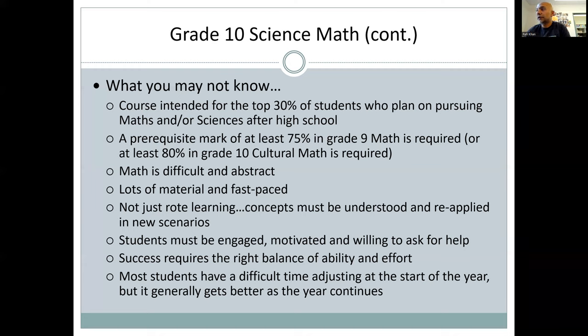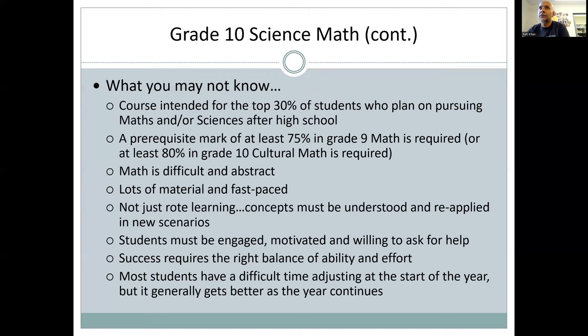Success requires the right balance of ability and effort. You can imagine it's a nice balancing act for students. The stronger the student's ability, the more they can get away with doing a little less work than the student beside them. But students who struggle a little bit more at math, where it doesn't come as naturally, can still succeed, but they have to be willing to put the effort in. Often it just comes from sheer volume of practice and volume of work that those students can find a way through and succeed.